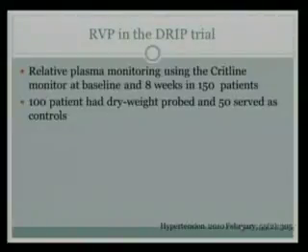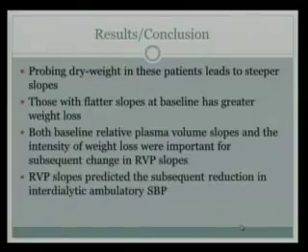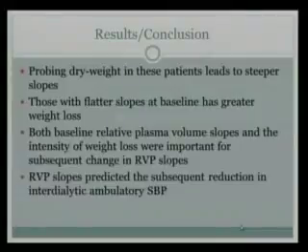So they looked back at the DRIP trial study, and actually they had crit line monitoring at that time. And they looked at baseline and 8 weeks in 100 patients who had their dry weight probed and 50 who served as controls. And they found that probing of dry weight leads to steeper slopes, as we saw in that one patient. Those with flatter slopes at baseline were able to have greater weight loss. So if you're doing crit line, you see a flat line, then that indicates that you may have more fluid to give.